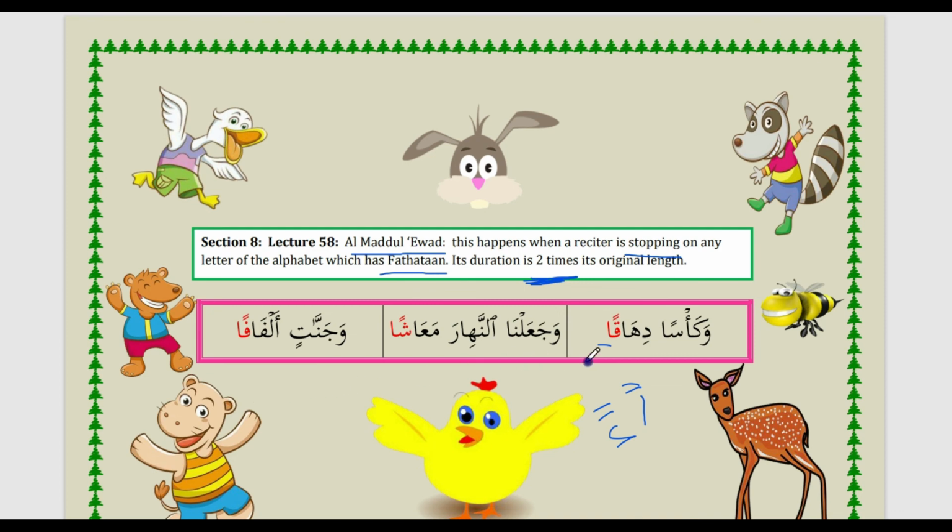So, because it's not pronounced, the last letter here is qaf. And in this example here, the last letter is sheen, and here the last letter is fa. So we say that if the reciter is stopping on any letter of the alphabet which has fathatan, its duration is 2 times its original length. So originally this ayah is وَكَأْسًا dihaqan. But because we're stopping on the qaf there, we say وَكَأْسًا دِهَاقًا.